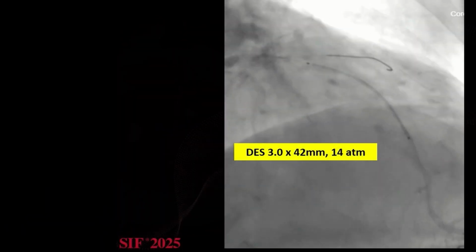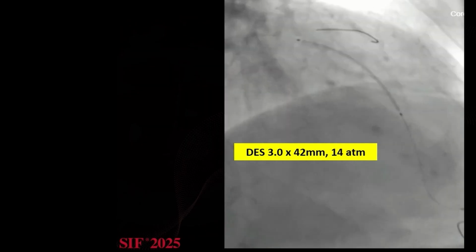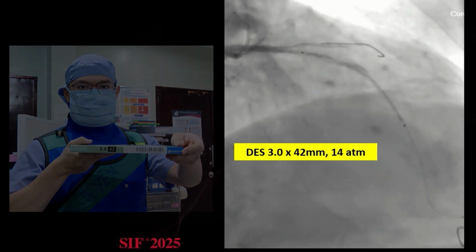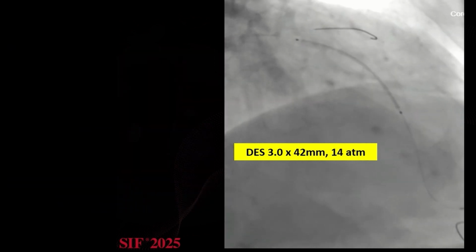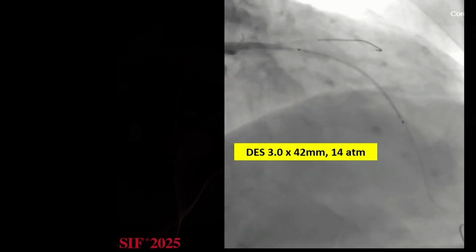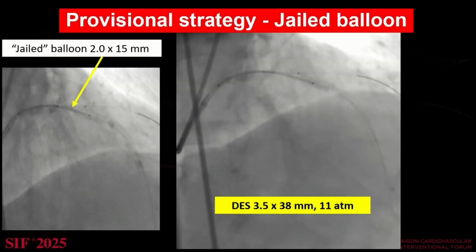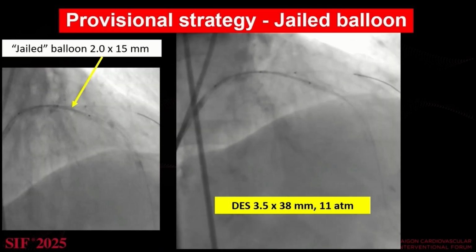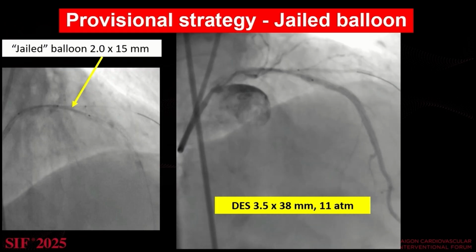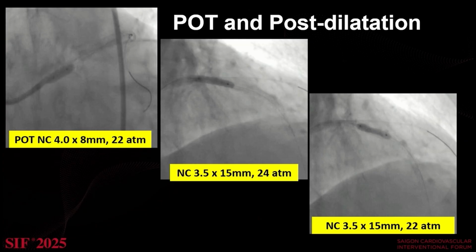We use the provisional stenting strategy for the bifurcation lesion. First we deployed one DES, the 3.0 by 42, in the mid-LAD. At the diagonal-LAD bifurcation, the jailed balloon technique with a 3.0 by 15 is employed to protect the diagonal 2 branch. The second DES, the 3.5 by 38, is deployed from the ostium left main to mid-LAD and overlaps the first stent. We use the short NC balloon, the 4.0 by 8, 22 mm straight in the left main.